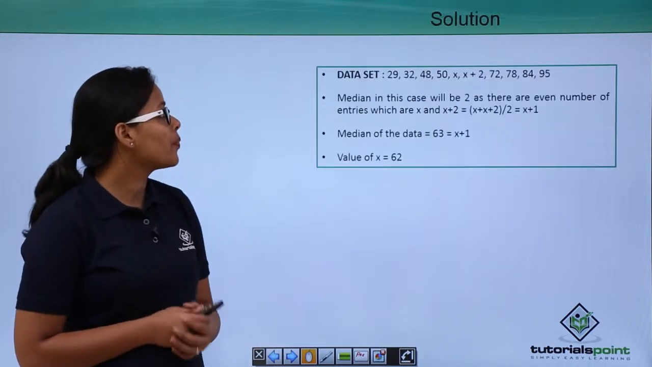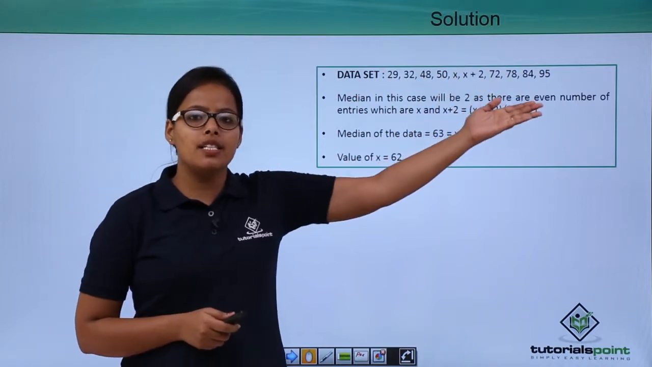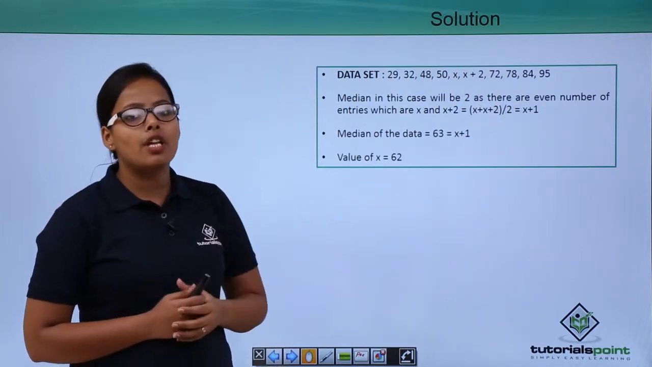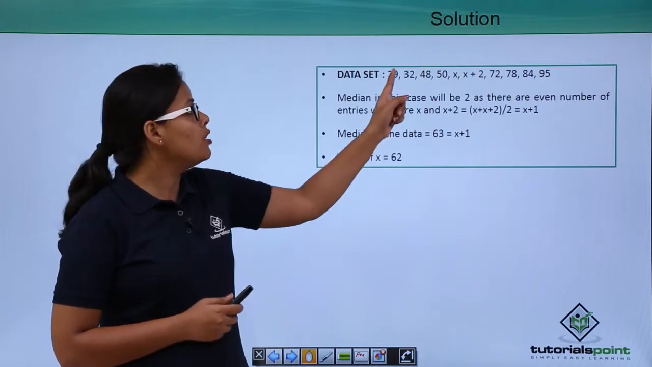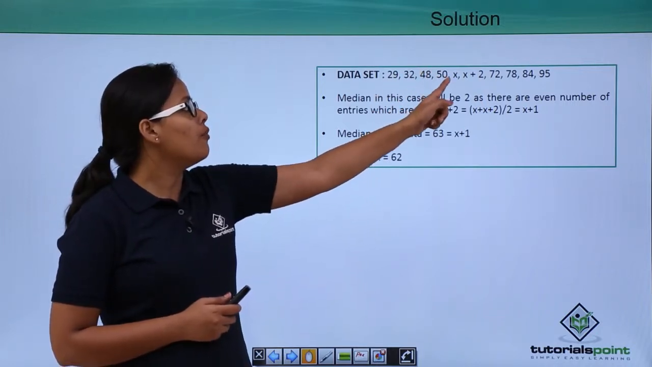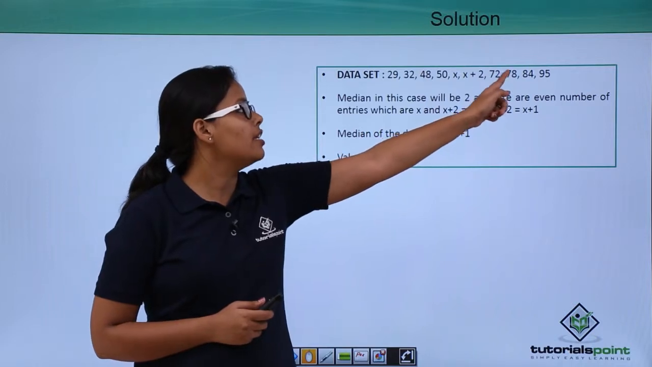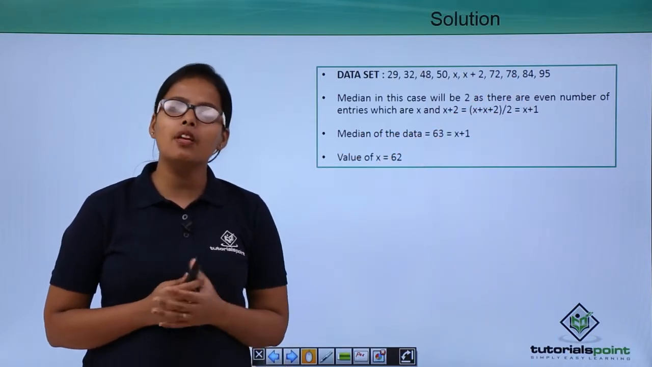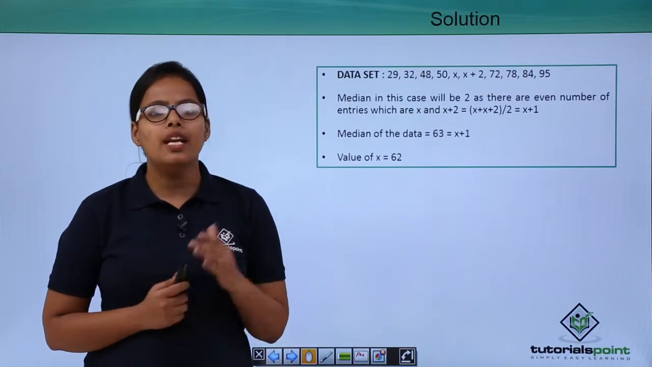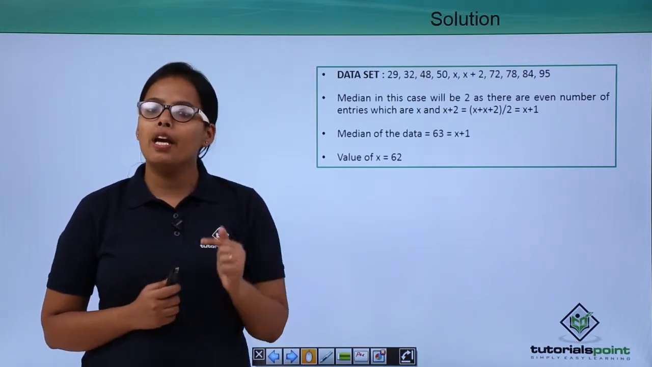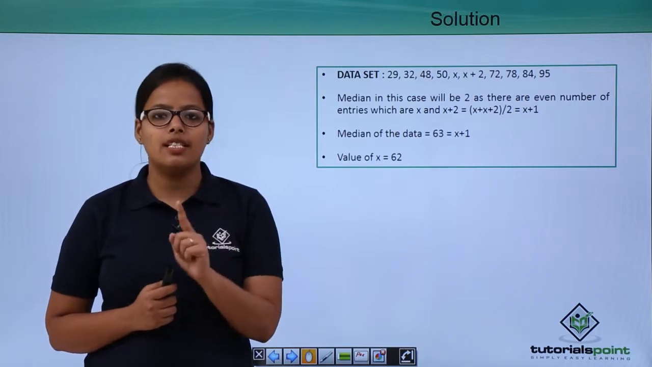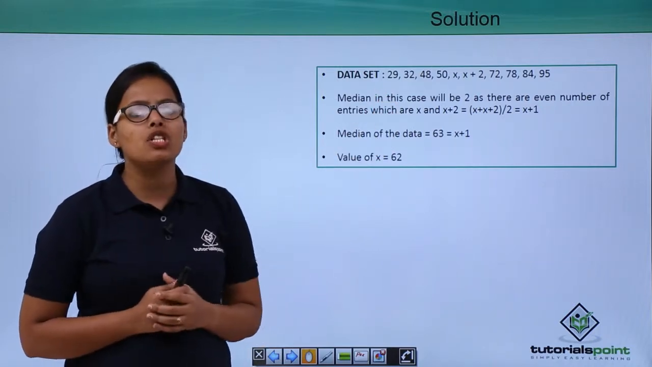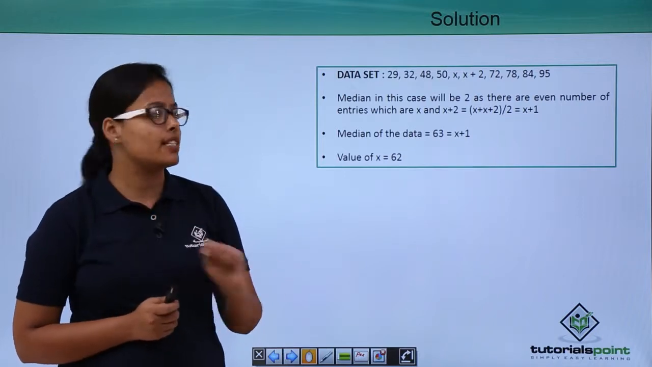Let's see. This is the data set which is already in ascending order. Let's count the number of entries in this. 1, 2, 3, 4, 5, 6, 7, 8, 9, 10. As there are 10 entries, so there is an even number of entries, and what you will do, let's define the rank first. So n by 2, which is 10 by 2, that is 5 and 6. So the 5th and 6th will be the ranks. Now let's see what values lie at the rank of 5th and 6th.